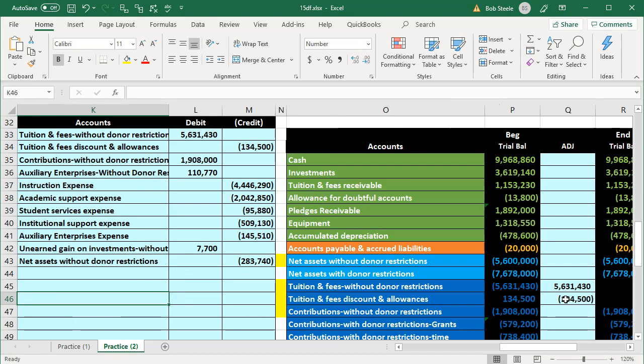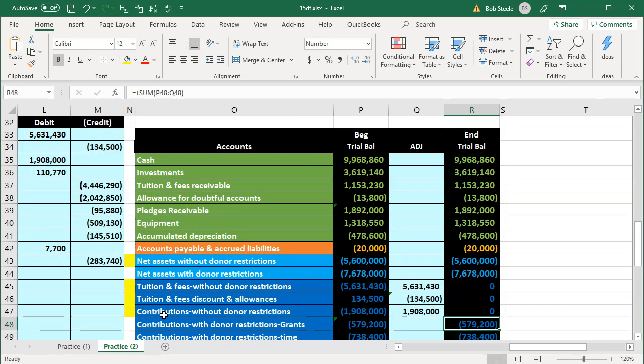Next, we have the contributions without donor restrictions. That's going to be here. Contributions without donor restrictions. We are in cell Q47 equals, scrolling back up, picking up that 1,908,000 and enter, bringing it down to 0.